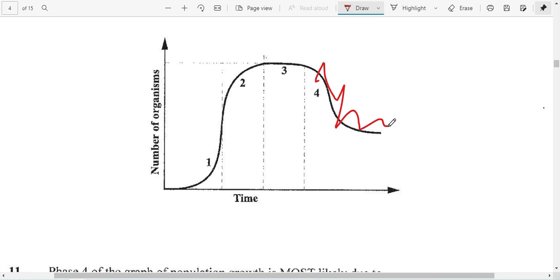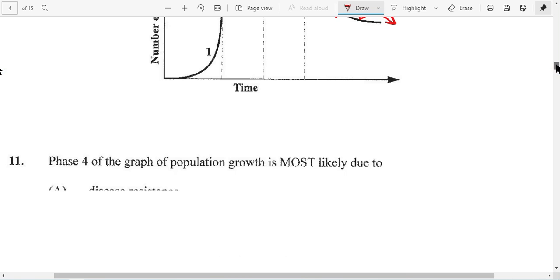There the population is going down. Now, what would have caused the population to go down and not increase? A number of things could cause it. Could be lack of food, lack of water, lack of space, competitors, all of that could cause it.